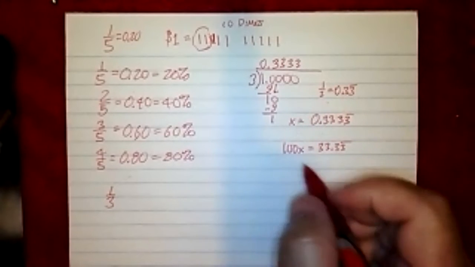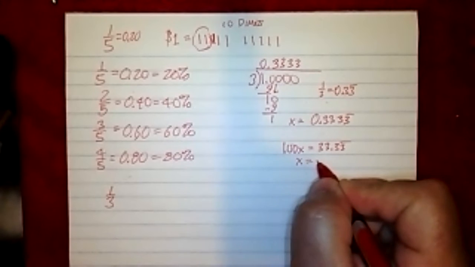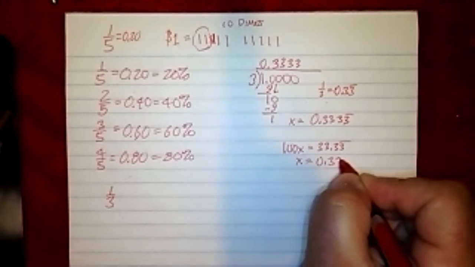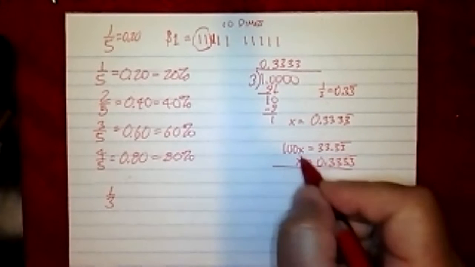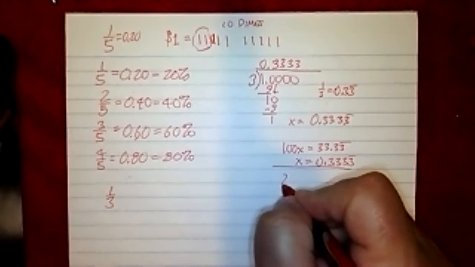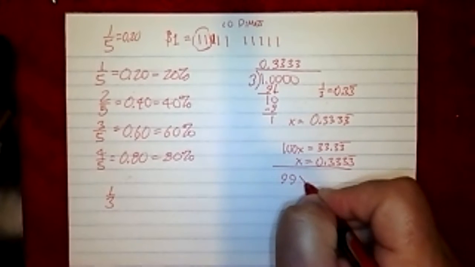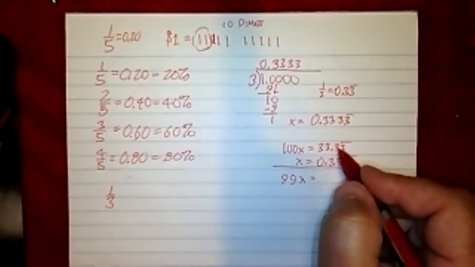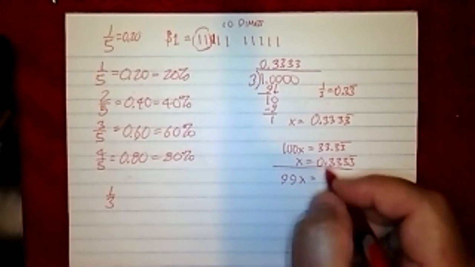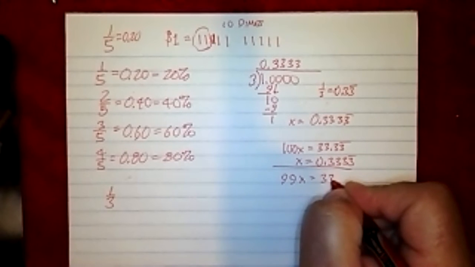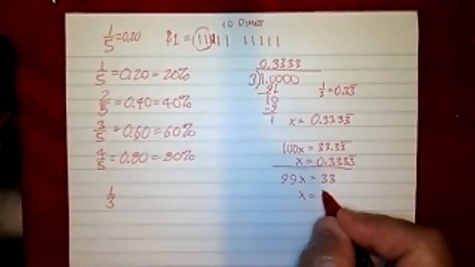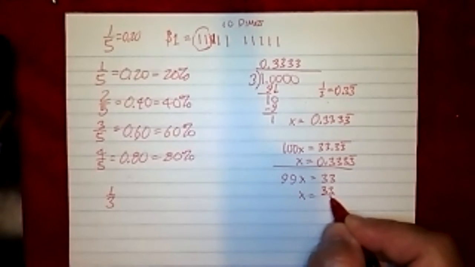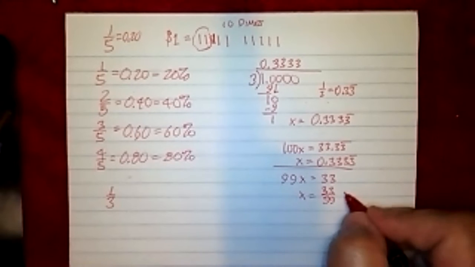And now if I take this x, which is 0.3333, and I subtract them, I get 100x minus x is 99x. And 33.3333 minus 0.3333 is just 33. So lo and behold, I get x is just 33 over 99, which is 3 times 11 over 9 times 11.